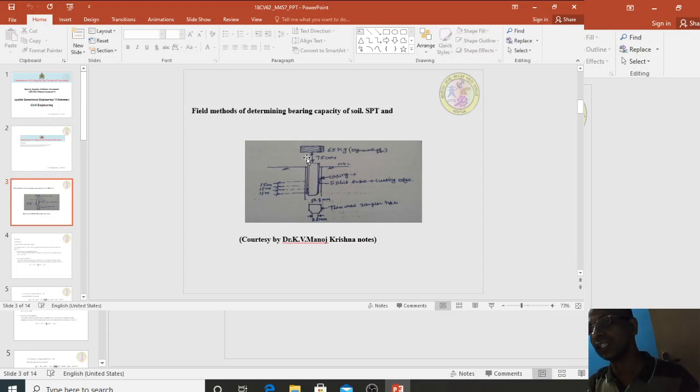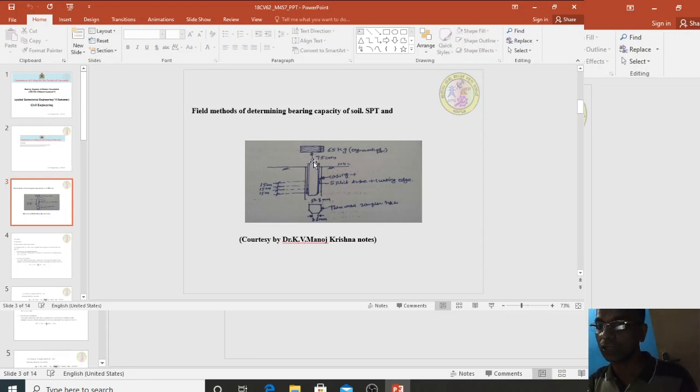Coming to the conduction of the test. Conduction of the test means we lift this weight and drop it from a height of 75 centimeter on the split tube sampler. Because of this dynamic effect, this tube will start penetrating into the ground. One time if you lift it and drop it, it is called one blow.